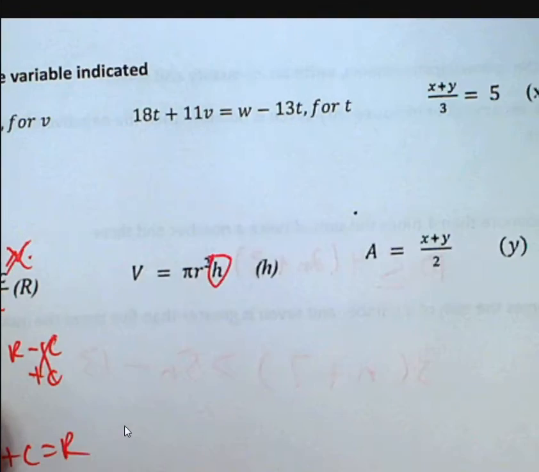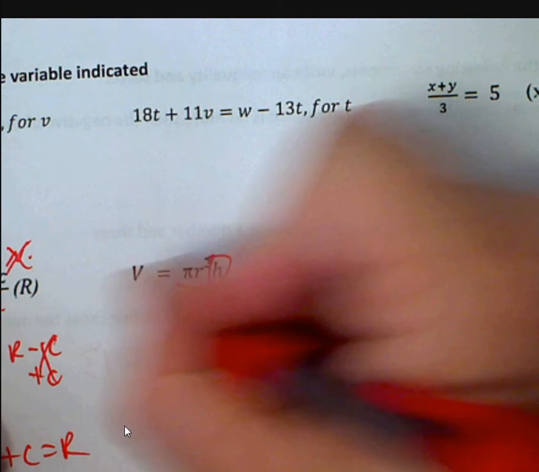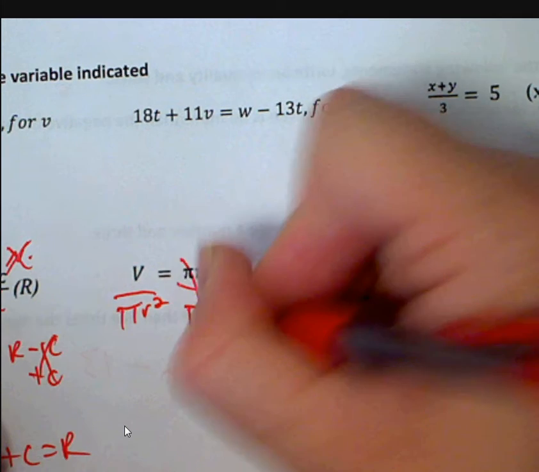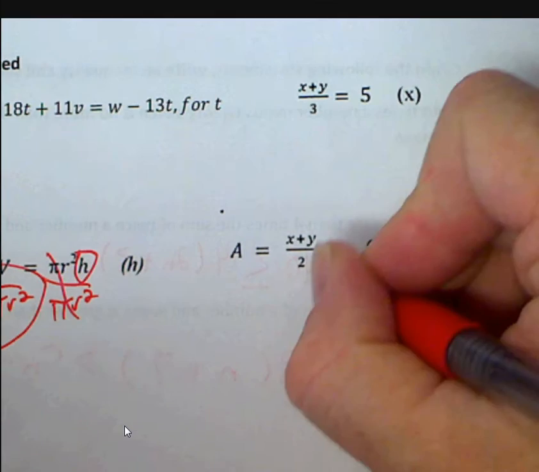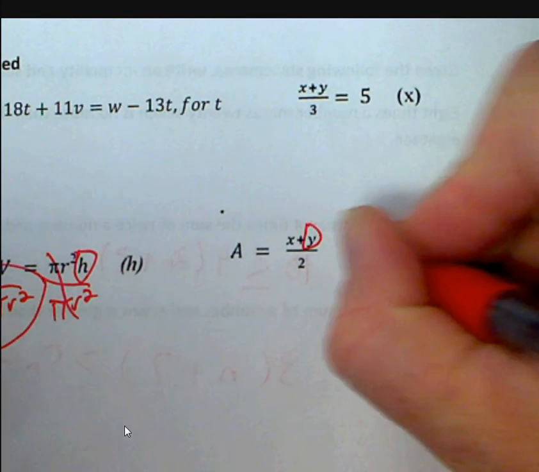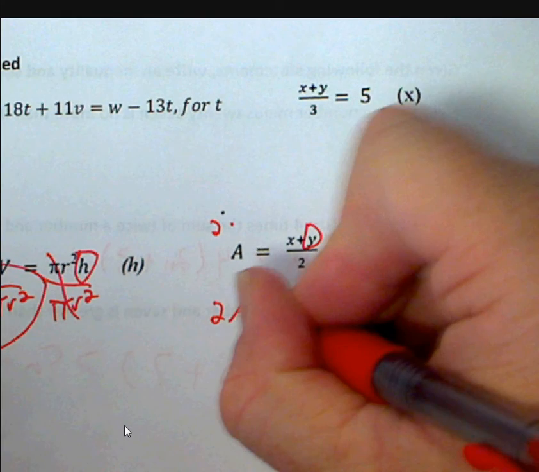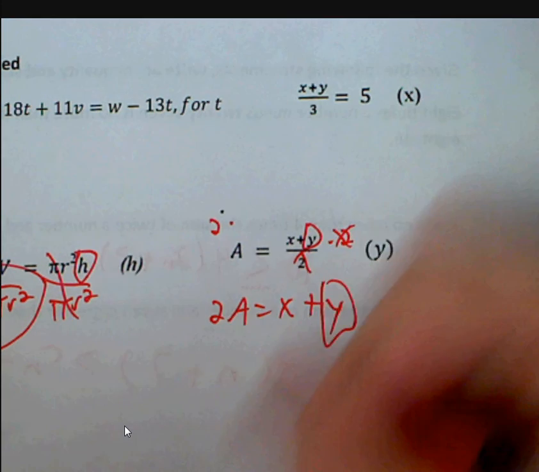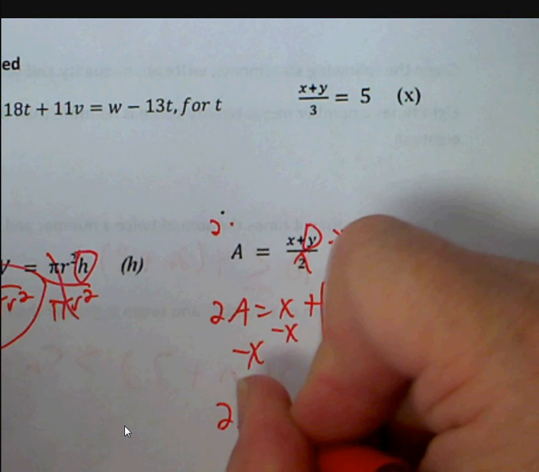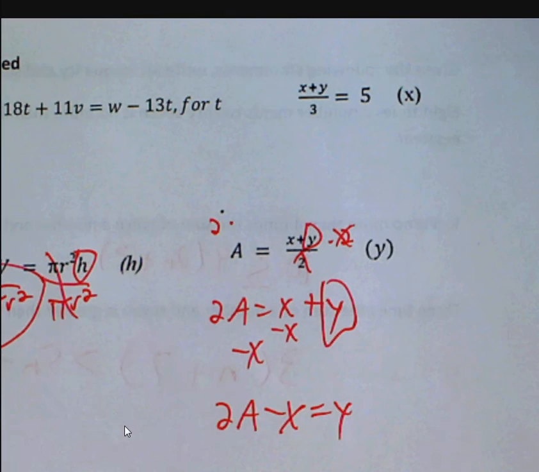Pause the video and try for h. I would divide by pi r squared, divide by pi r squared, and that's it. That is my answer because h is by itself. Letter A. I need to get y by itself, so I'm going to multiply both sides by 2. That would be 2a. My 2's would go away. x plus y. Get rid of my x, and I got 2a minus x equals y. Now I have y by itself.